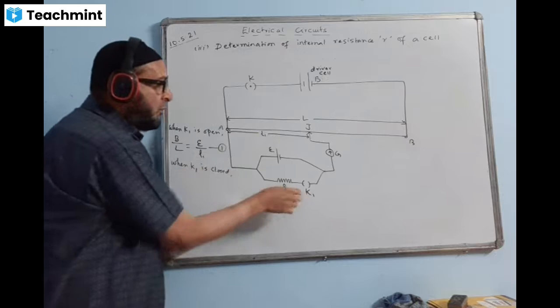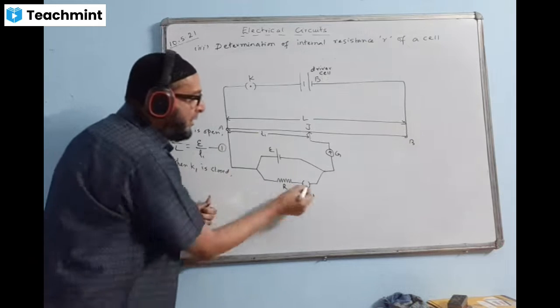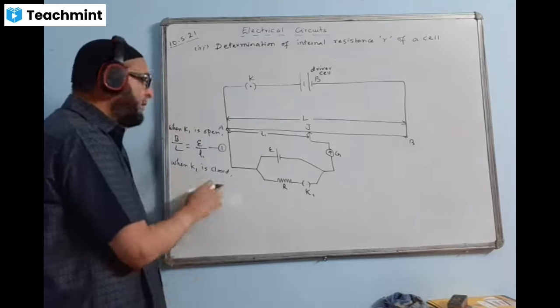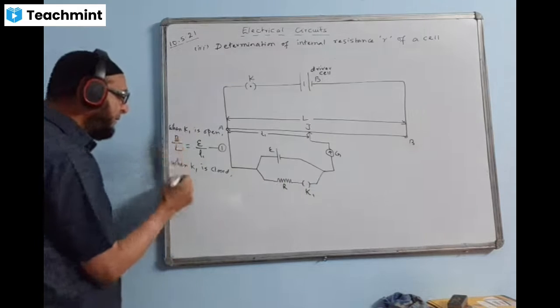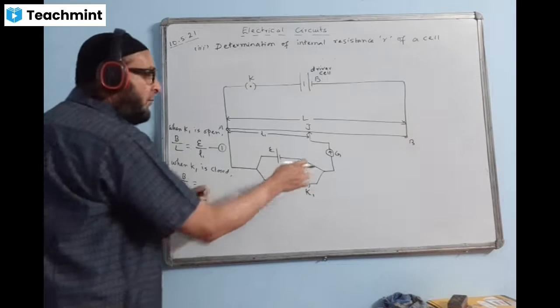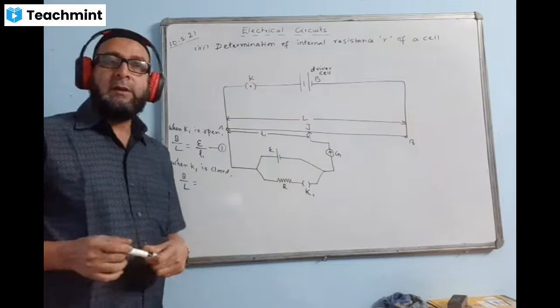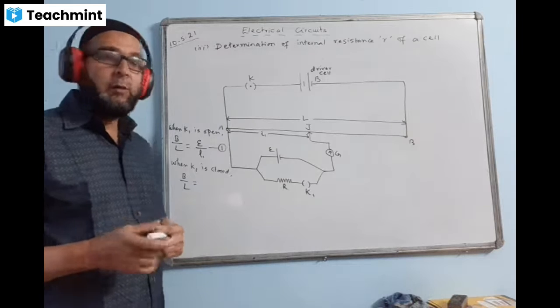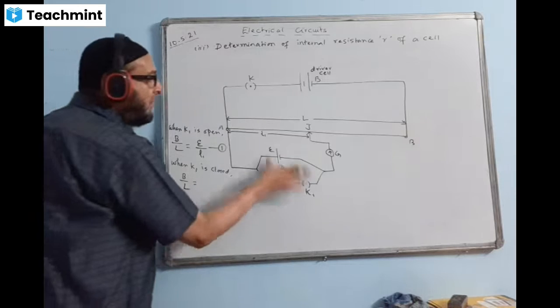Now when K1 is closed, when you put a dot here, that gets closed. When K1 is closed, this side will remain the same, E by L1. Here when the cell gives current, the potential difference between the terminals of the cell is called terminal voltage. That is, terminal voltage will give the balancing length.